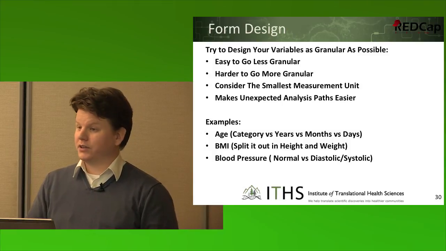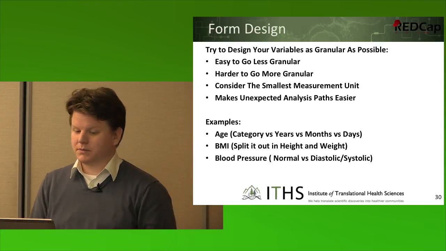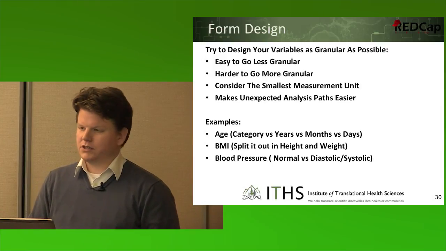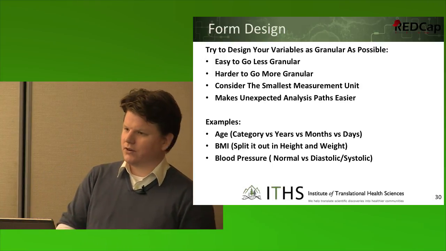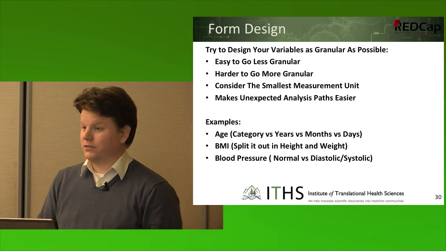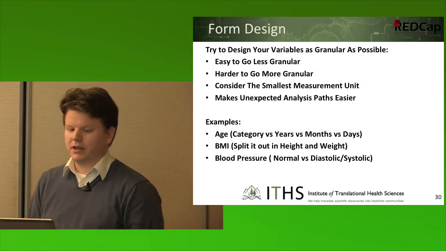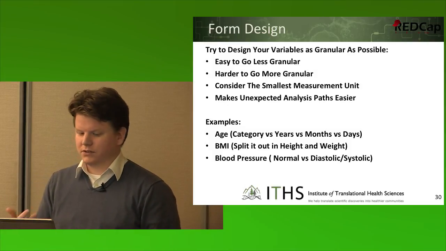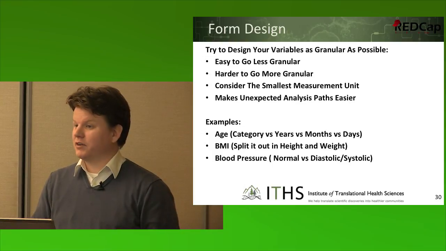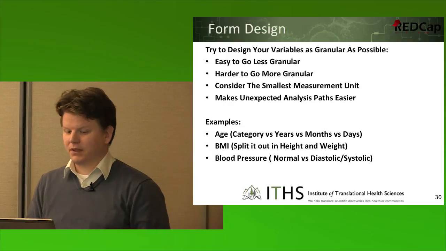And if you only captured it in different categories, good luck figuring out what the exact age of somebody was. So it's always easier to go less granular, from high detail to low detail, than the other way around, because the other way around implies that you would have to go back to that person and ask them their age. And in certain cases, if you, for instance, collect blood pressure, you cannot even go back because you don't know what their blood pressure was 2 years ago.